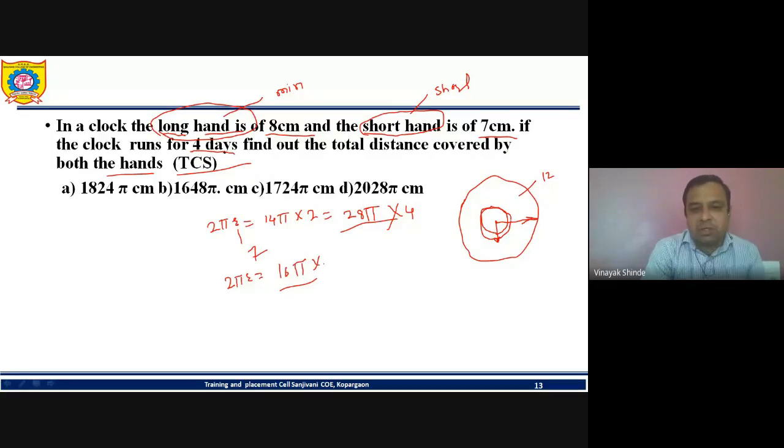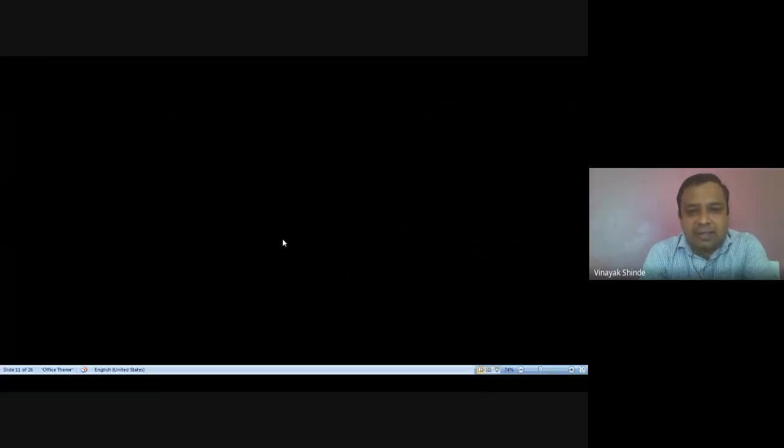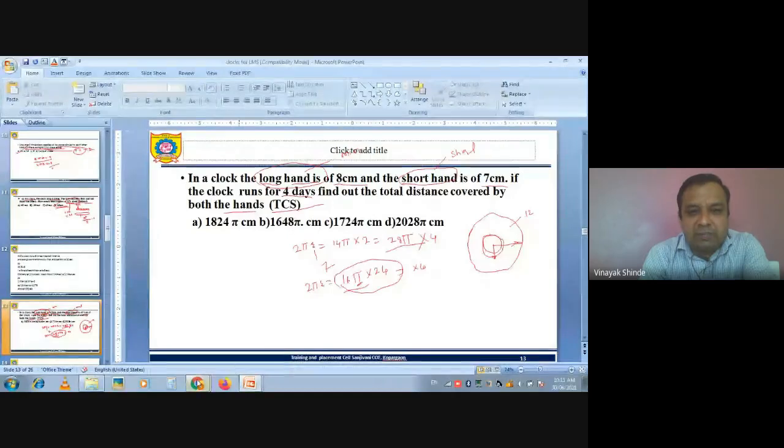In 24 hours, how much? It is 24 into 16. Means in 1 day, this much is the distance traveled by the minute hand. You need to find out in 4 days how much. So like this, you need to perform the mathematical analysis and you can get the answer in the form of pi. Okay, answer is in the form of pi. So all these are mathematical analysis. I think it is not that much difficult.